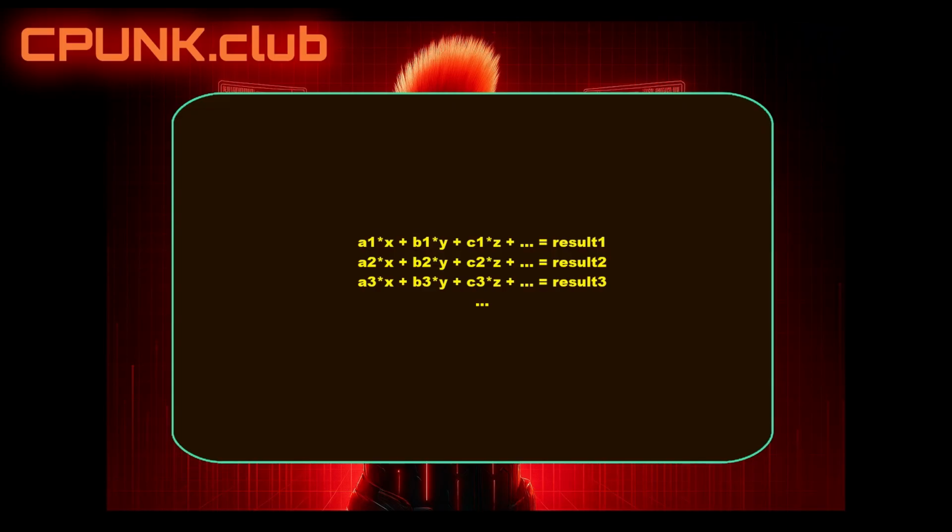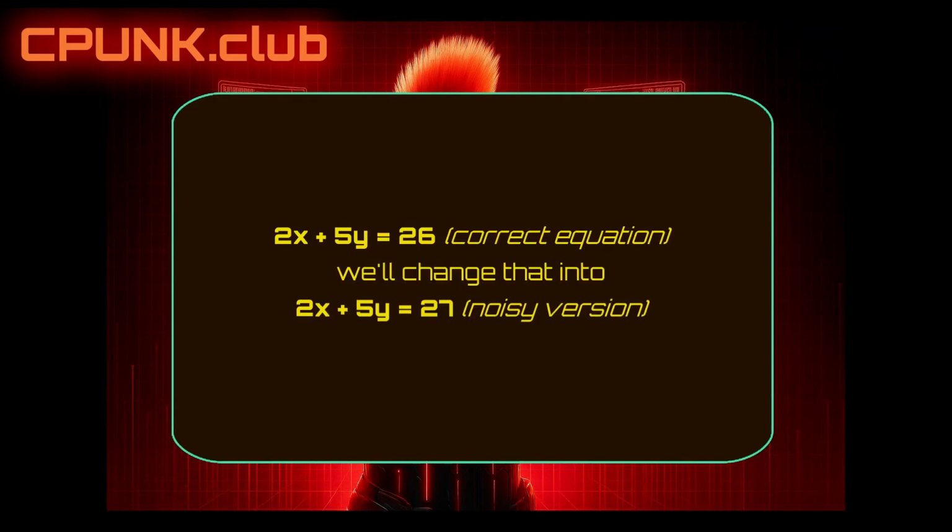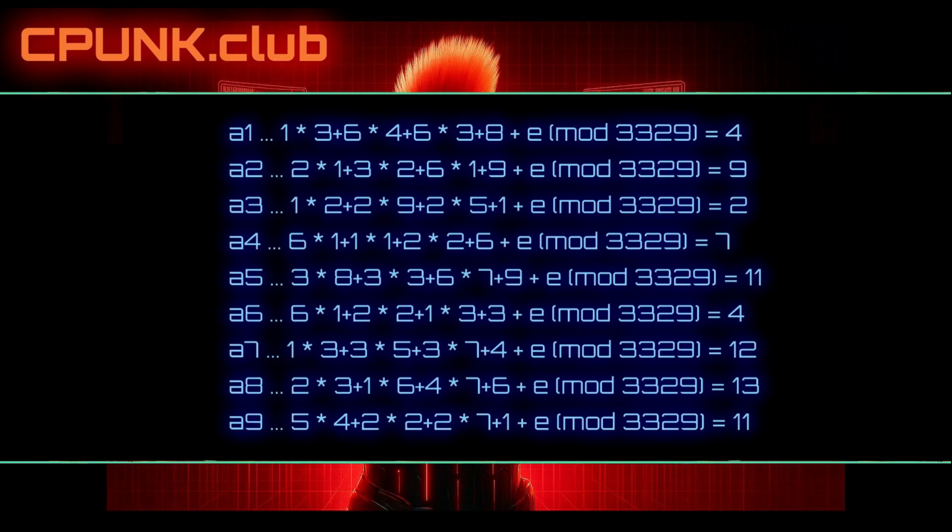If the equations were perfect, a computer could still solve them. Now add a tiny bit of noise to each equation. Noise means we slightly change the results. Now you see the correct equation, and we'll change that into a noisy version here. Just a 1 point error makes solving the system much harder. Now multiply that by hundreds of equations, thousands of variables, and random noise everywhere. Suddenly it becomes mathematically impossible with current computers, and maybe even quantum computers, to find the original secret numbers.